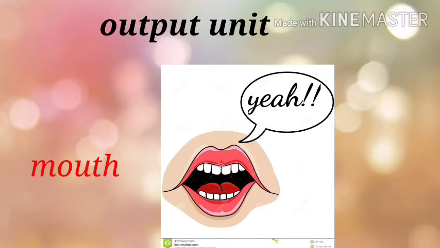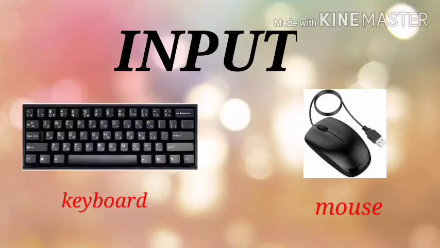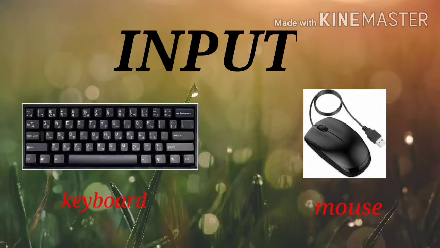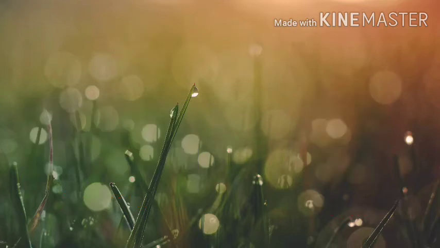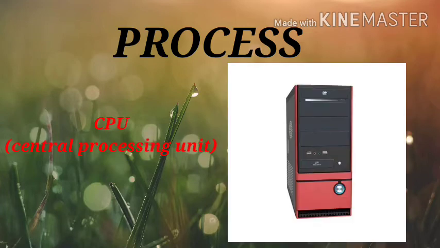Now, let us understand how this IPO cycle works on a computer. Input. The data and instructions that we enter into a computer are called input. We input data using a keyboard and mouse. Process. Working on the data is called processing. The CPU works on the data and does all the thinking and calculations.